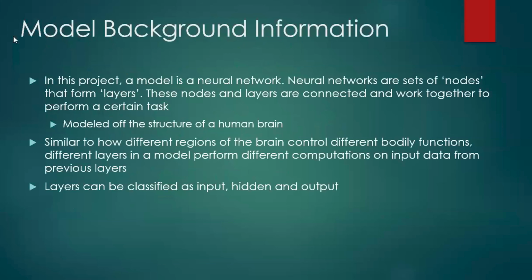So a little bit of background information. We need to discuss a few definitions here. For example, let's start with the definition of a model. In this product, a model is a neural network. Neural networks are sets of nodes that form layers. These nodes and layers are connected and work together to perform a certain task. The idea of a model is based off the idea of a human brain. For example, you can think of a node as an individual brain cell, and you can think of a layer as a tissue or a region within the brain.